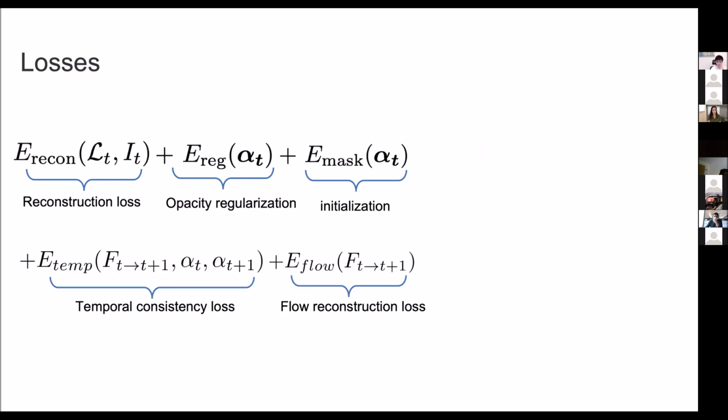Finally, we have two additional losses that incorporate the flow. One is a temporal consistency loss, and the other is a flow reconstruction loss, which is similar to the RGB losses. Okay, so let's see a few examples.